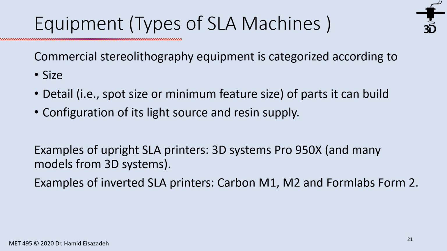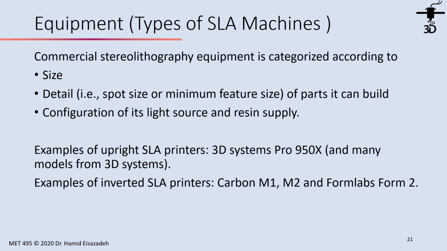We have various SLA equipment, and they can be categorized into different groups. We can look at the size of the part, what size of the part can the machine deliver, what are the details, which is based on the size of the laser, right? The size of the laser spot. Also, the machines are categorized based on the configuration of the light source.